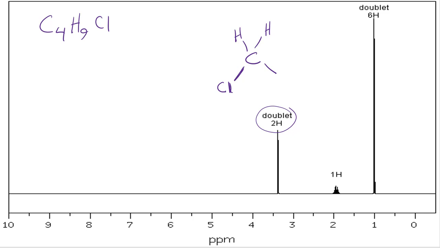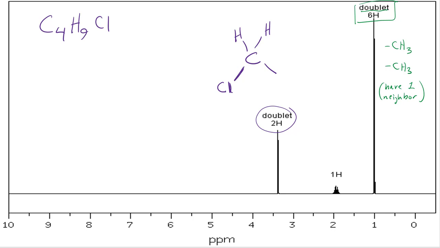The least de-shielded, or most shielded, signal is this doublet of 6 hydrogens. And the easiest way to get 6 hydrogens to be equivalent is to have a pair of methyl groups. So we're putting puzzle pieces together, and we know that these methyls collectively have one neighbor. We know that from the fact that it's a doublet.